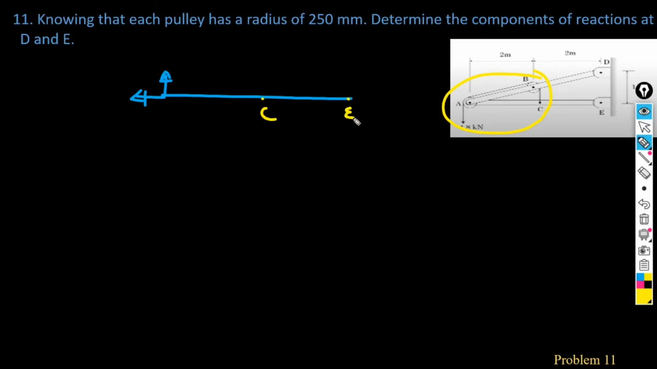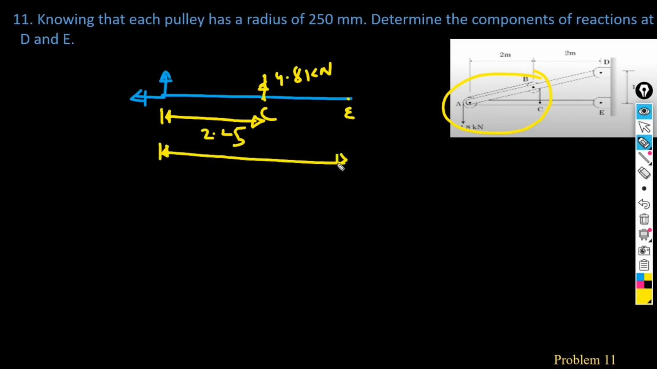Then at point C we have tension T is equal to 4.8 kilonewtons, and the distance from point C to this point is equal to 2.25, because the given roller radius is 250 mm and this total length is 4 meters. At end E we have a pin joint, so we can replace it with the corresponding horizontal and vertical forces. Let this be point A. Let's take moment about point A.